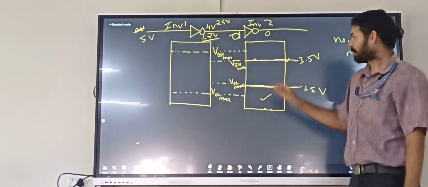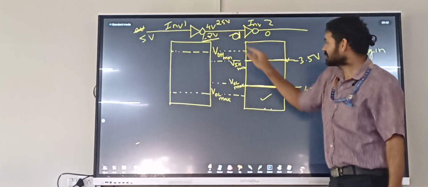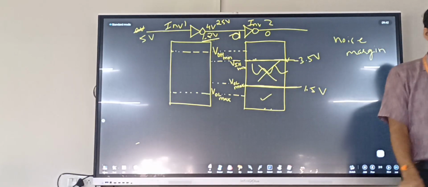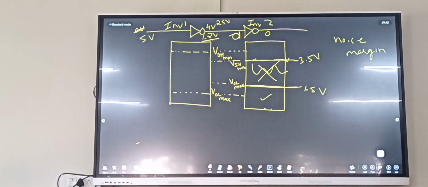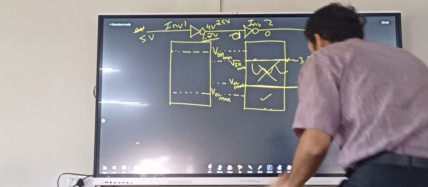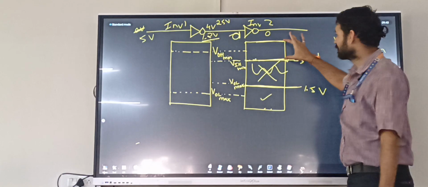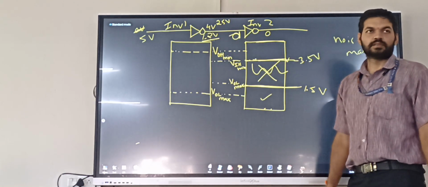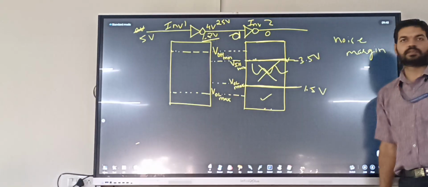If the output of this comes under this range, then it is wrong. Then we may not get the perfect answer. It will create confusion. So to avoid the confusion, we have defined the range, and the output should be within the range. Okay. Understanding?